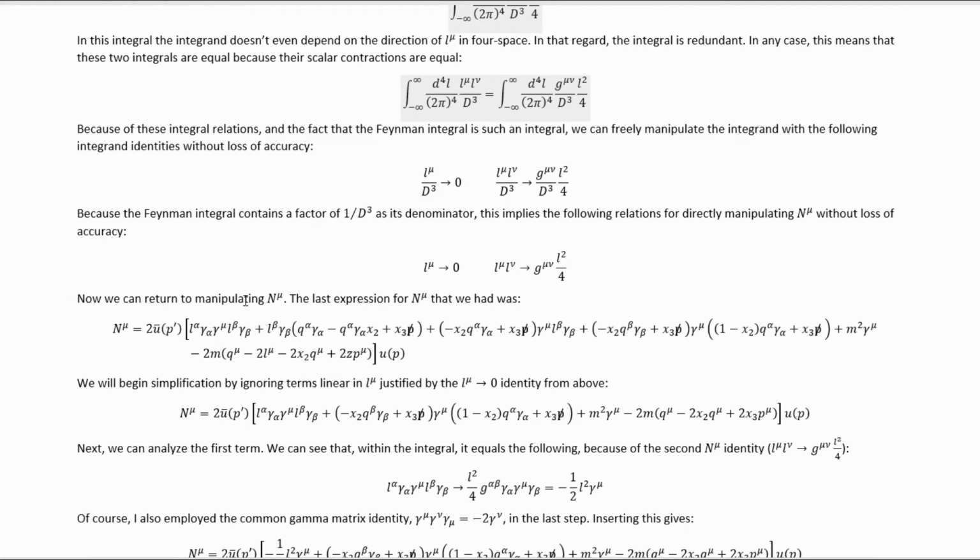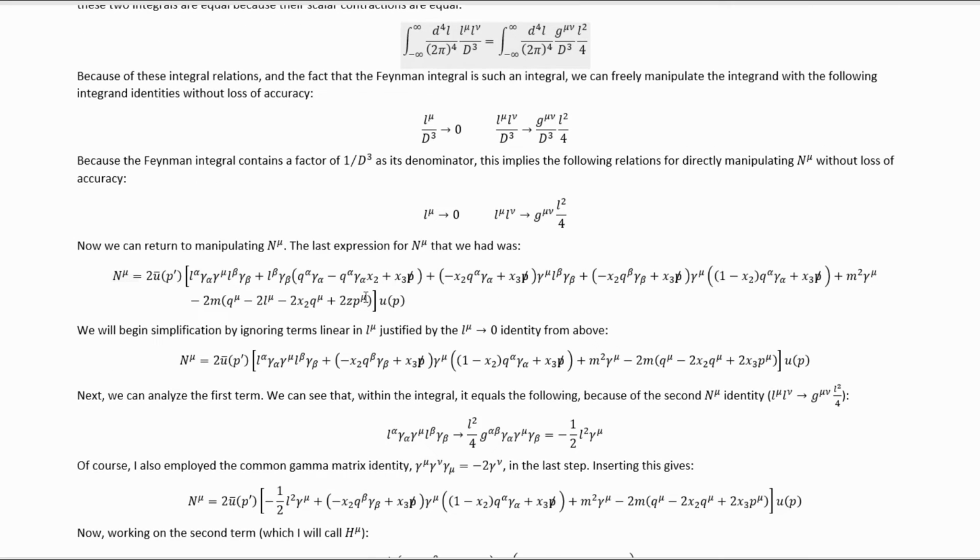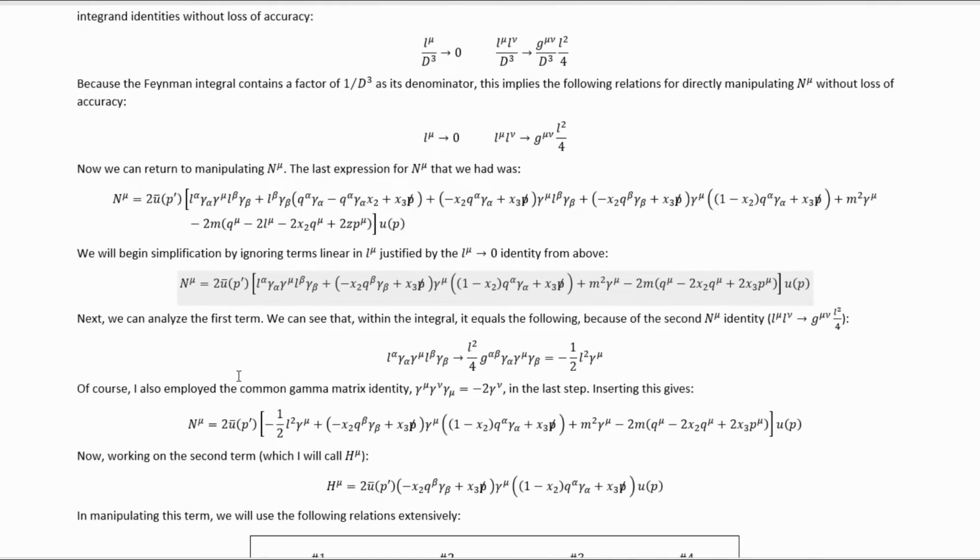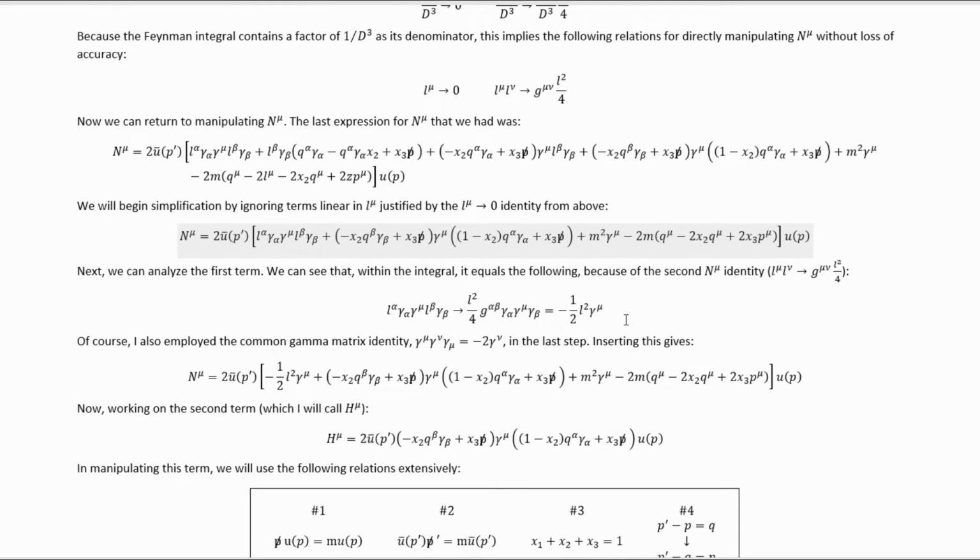Now we can return to manipulating n mu. The last expression for n mu that we had was this. We will begin simplification by ignoring terms linear in L mu, justified by the L mu goes to 0 identity for n mu given right there. Doing that simplifies it down to this. Next, we can analyze the first term. We can see that within the integral it equals the following because of the second n mu identity, this one. We just get to here.